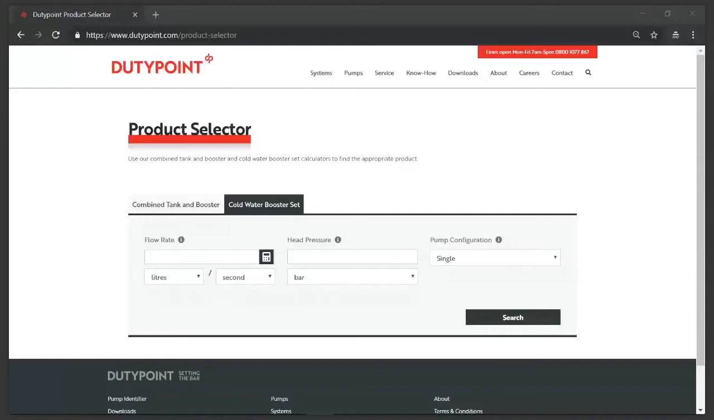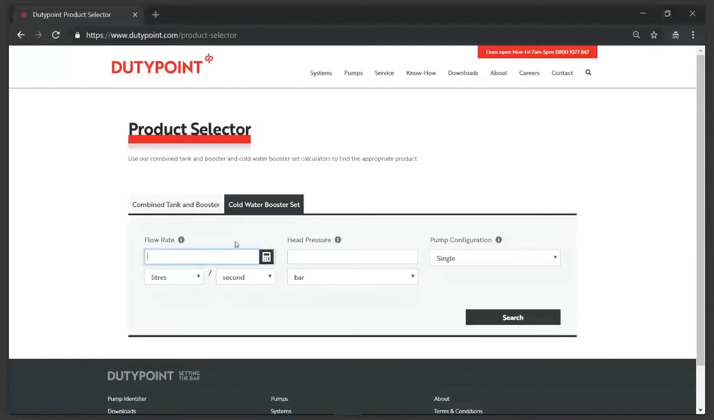So this is the main window. We've got just three main options here. So flow rate, which we talked about earlier. The head pressure. So as we said, the static head plus the friction losses in the system plus the discharge pressure required. And then pump configuration.